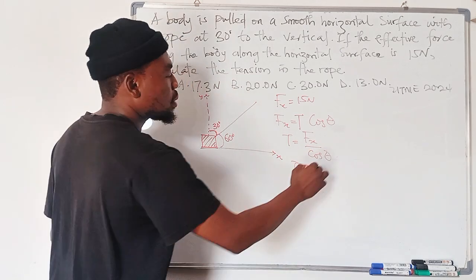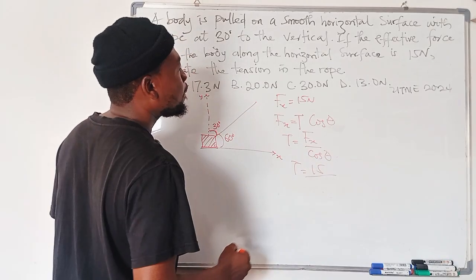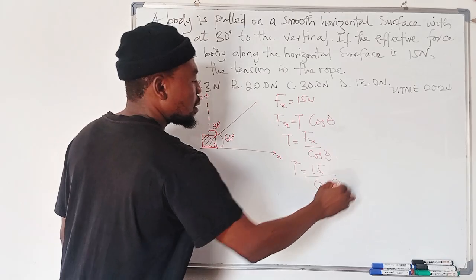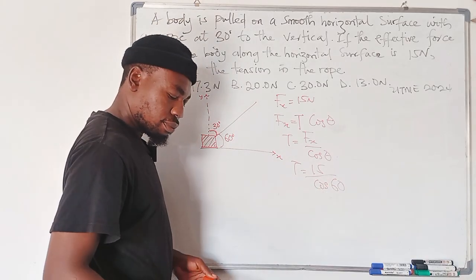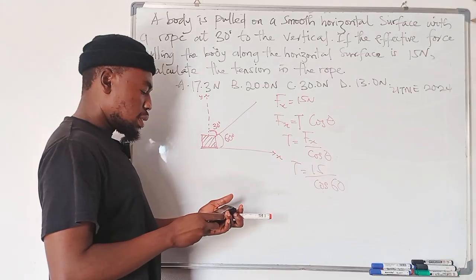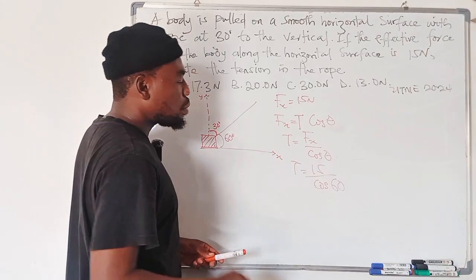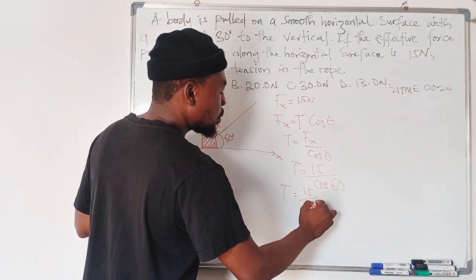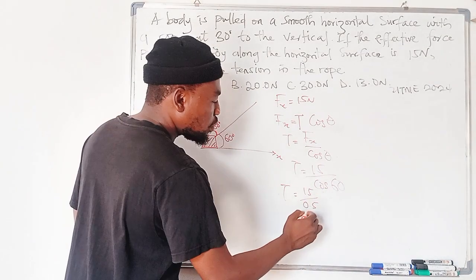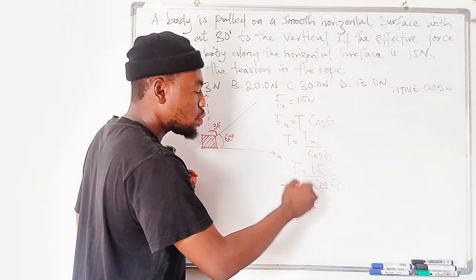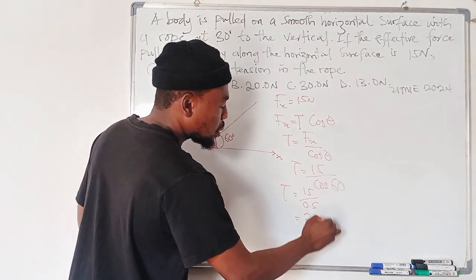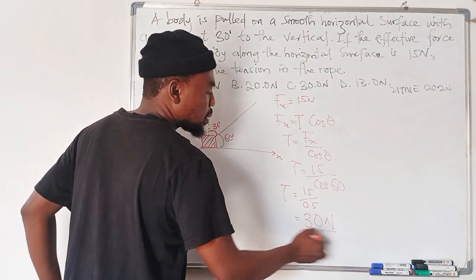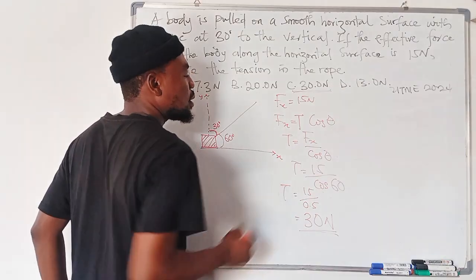Tension is equal to, what is F of X? 15 divided by cos 60. What is cos 60? Cos 60 is 0.5. So we have tension equal to 15 divided by 0.5. 0.5 is the same thing as 1 over 2. When you turn it upside down, it becomes 30 Newton. So do we have 30 Newton in the options? Yes, 30 Newton is C.